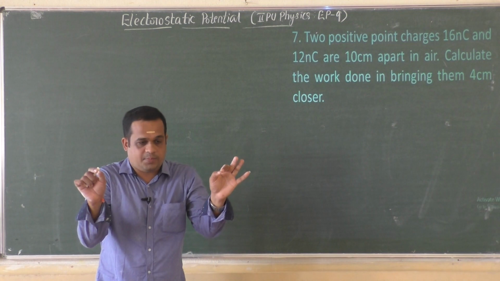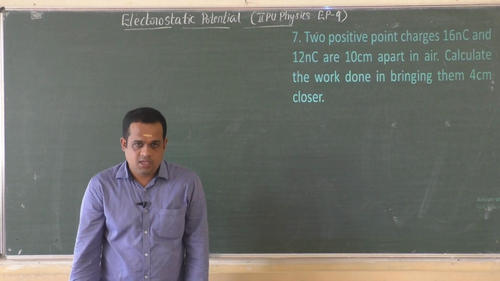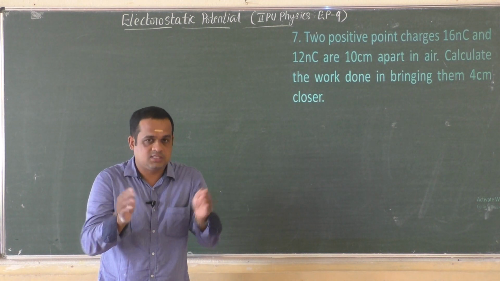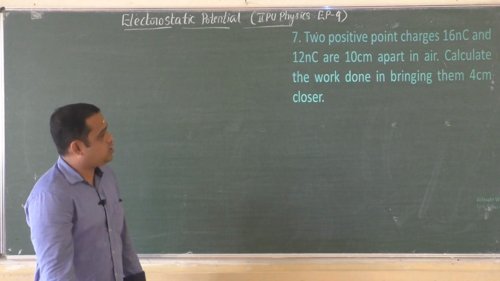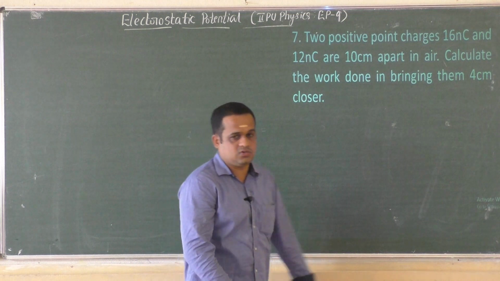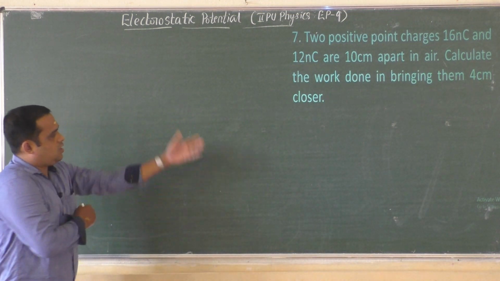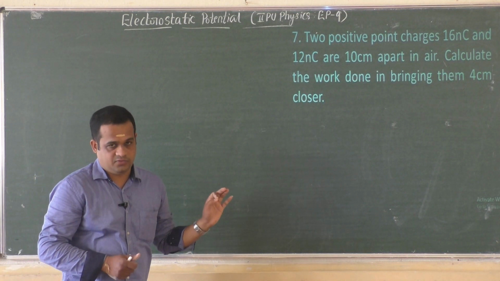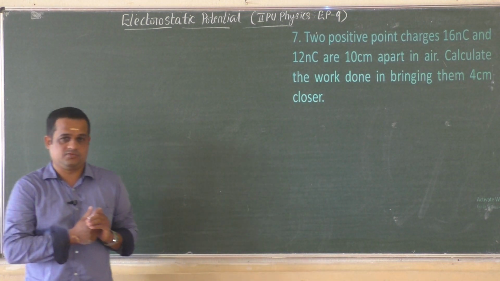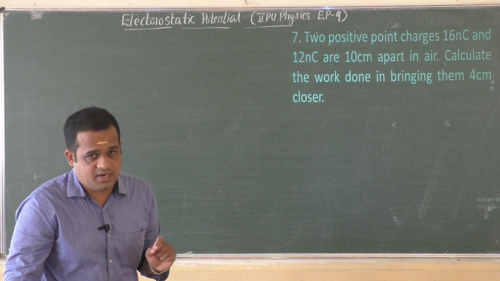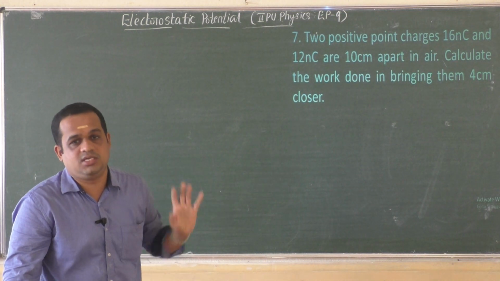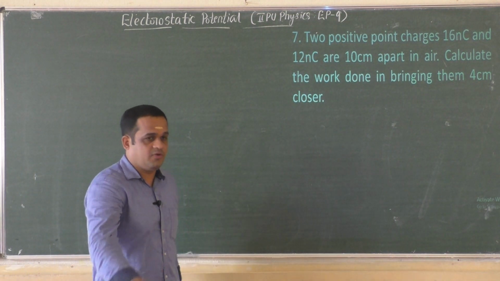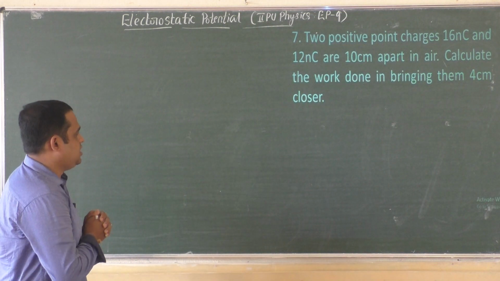Those two charges are separated by a distance of 10 centimeter. If you want to bring those charges 4 centimeter closer, that means if you want to reduce the separation between the charges by 4 centimeter, what is the amount of work done in that process? That is the question. Okay. To solve this problem, remember the concept of conservative force field, that is, in case of conservative force field, work done is equal to change in potential energy. That concept we have to use because electrostatic force is conservative in nature.